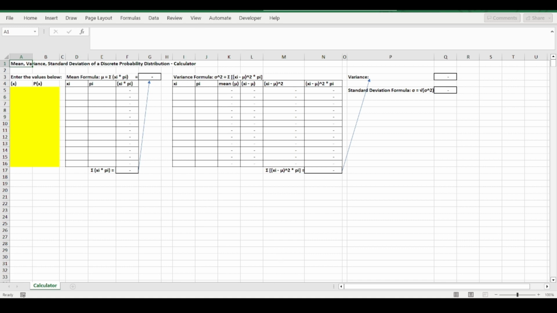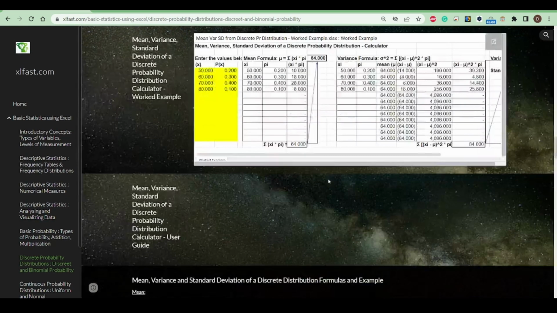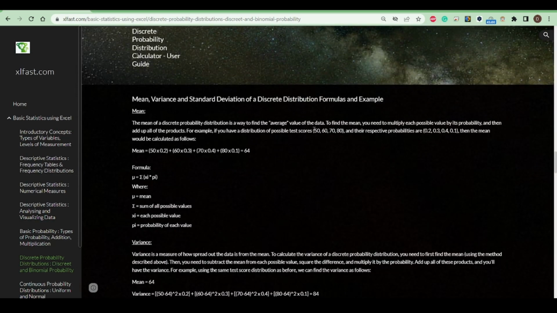There we have it. Okay, let's quickly go back to the website. I've got an example over here. I've got 4 possible outcomes. We could think of this maybe as probabilities of scores on a quiz. And so they're my outcomes, 50%, 60%, 70%, or 80%. And then there's the probability of those particular scores. So those are my X values there, and then those are the probabilities relating to those values.